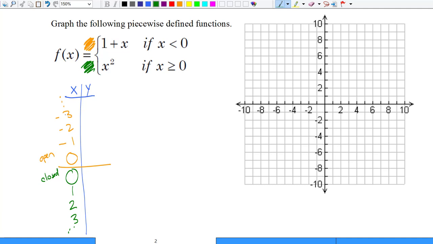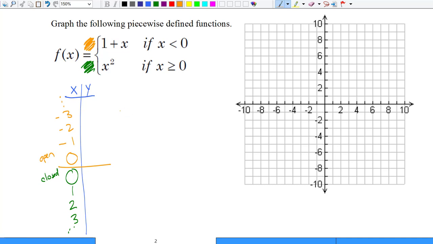Now I plug all of my orange domain values that I chose into the orange function and all the green domain values into the green function. This right here, picking the x values, I think is the hardest part of the whole problem. Once you can get the x's in the correct domains, then it's just plug and chug and plot. It's not that bad. But this part right here is really tricky for students.